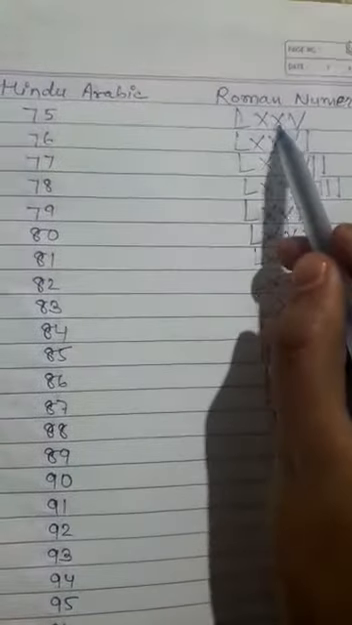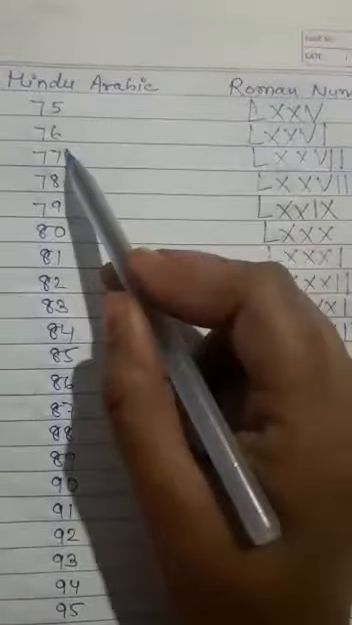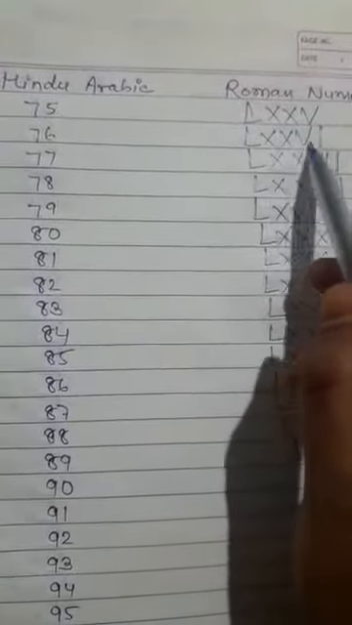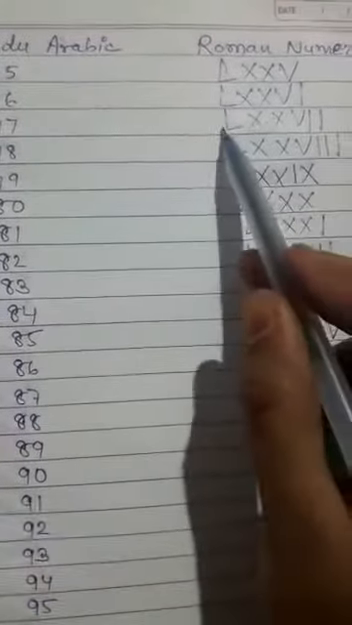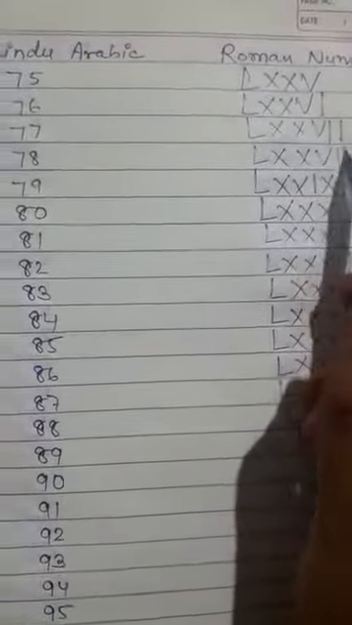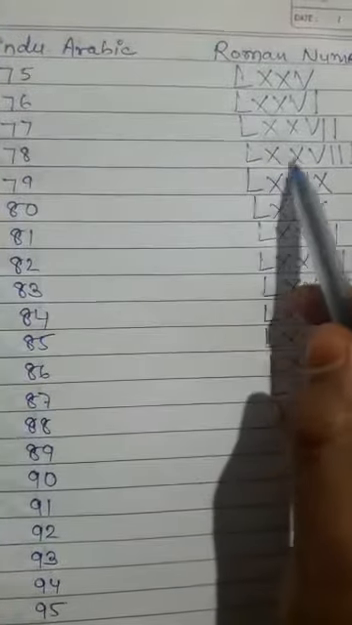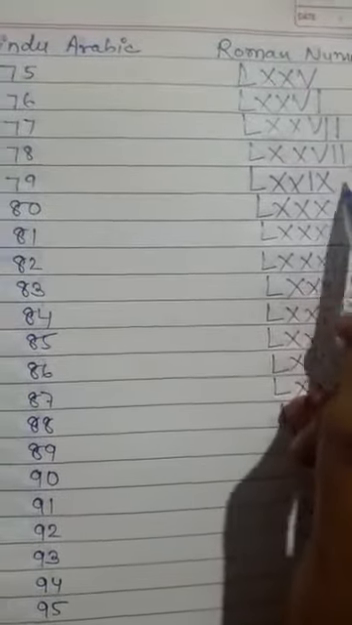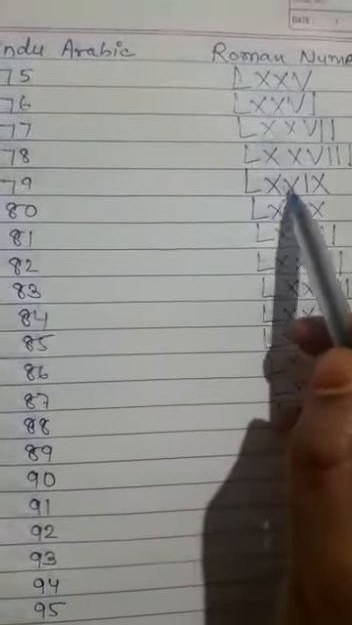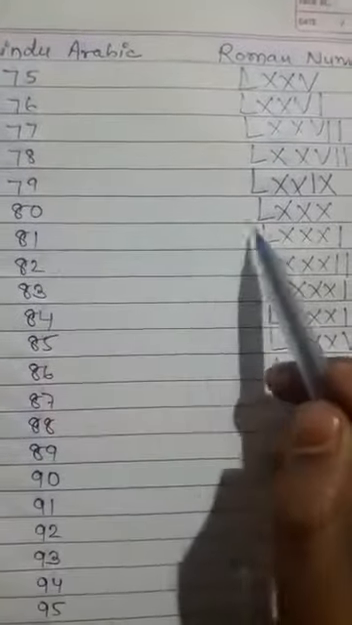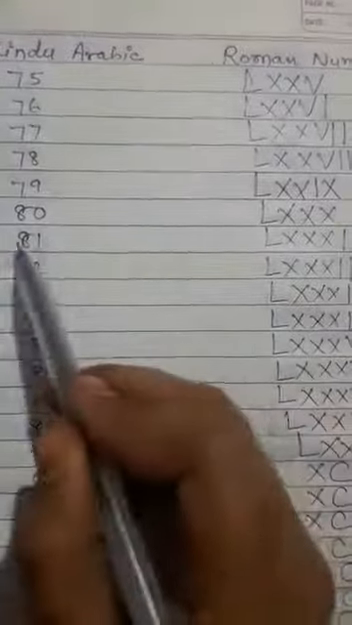75 L 2 times X B. 76 L X X B I. 77 L X X B I I. 78 L X X B 3 times I. 79 L X X I X. 80 L 3 times X.